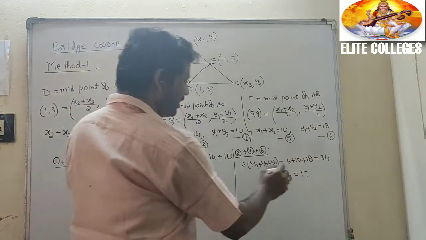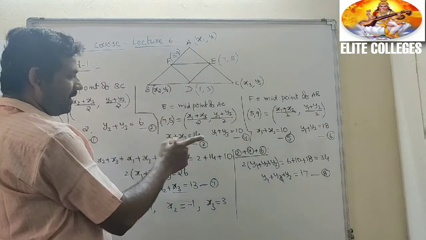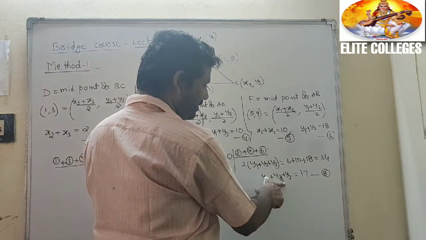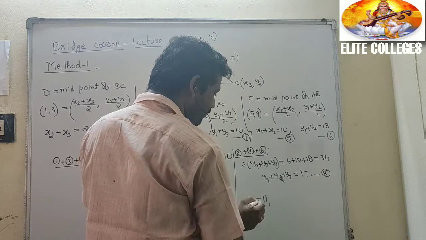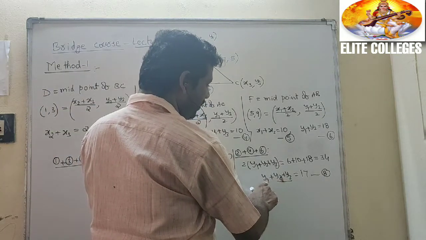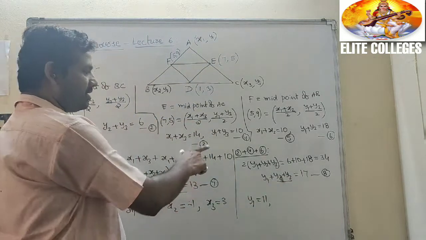Now let it be the eighth equation. Now see this one, second and eighth one. What is y2 plus y3? 6. y1 plus 6 equal to 17. So y1 equal to 11.